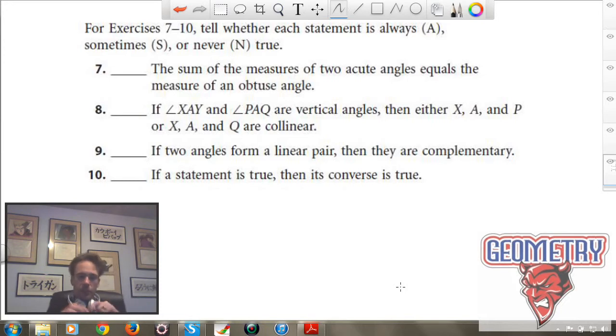We're currently in Unit 2. This is Section 2, the exercise portion. We're going to do 7, 8, 9, and 10 all together, dealing with sometimes, always, never. You see this a lot in geometry.